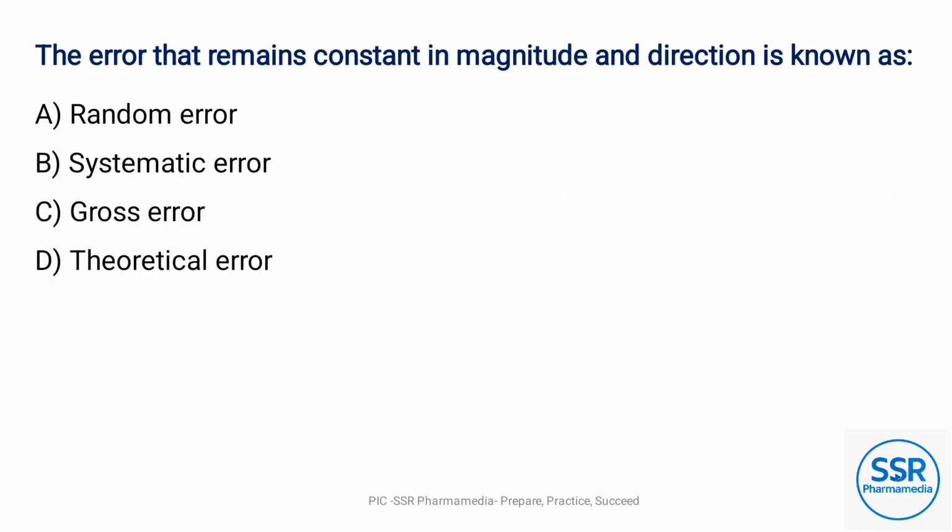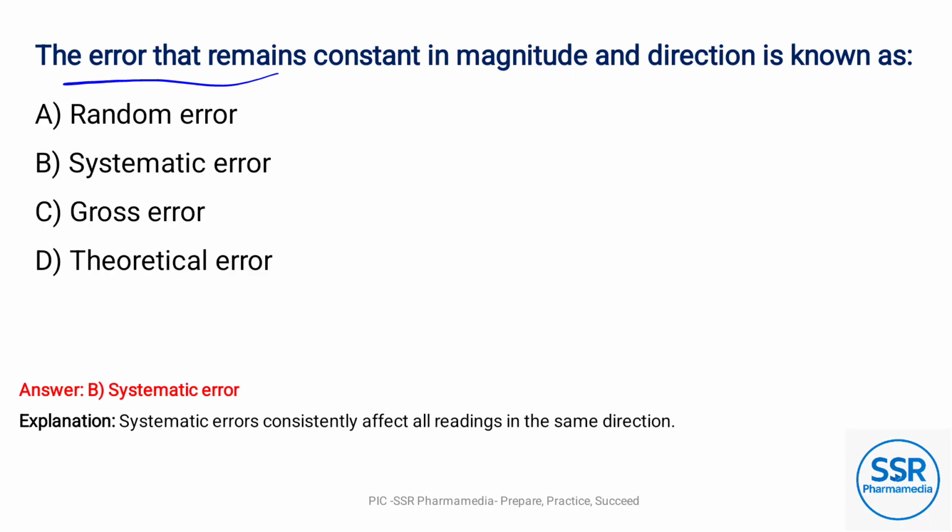So we move into the questions. The error that remains constant in magnitude and direction is known as. So option B, systematic error. Systematic errors consistently affect all readings in the same direction.